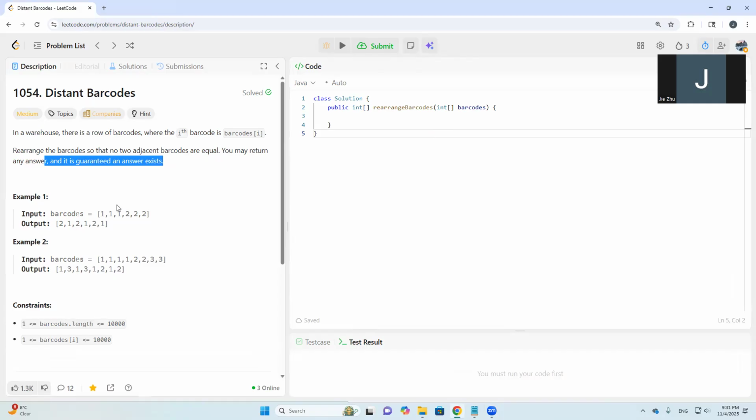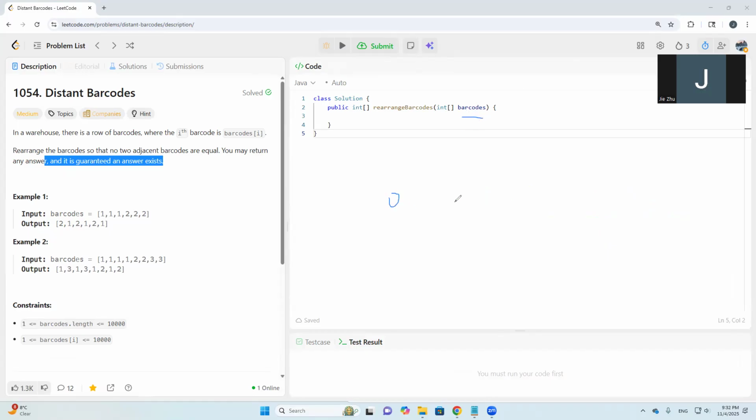That means the highest frequency should be no more than (n plus 1) divided by 2, right? Otherwise, if the highest frequency is more than this number, we cannot have a solution. Then our strategy is that we find the highest frequency.